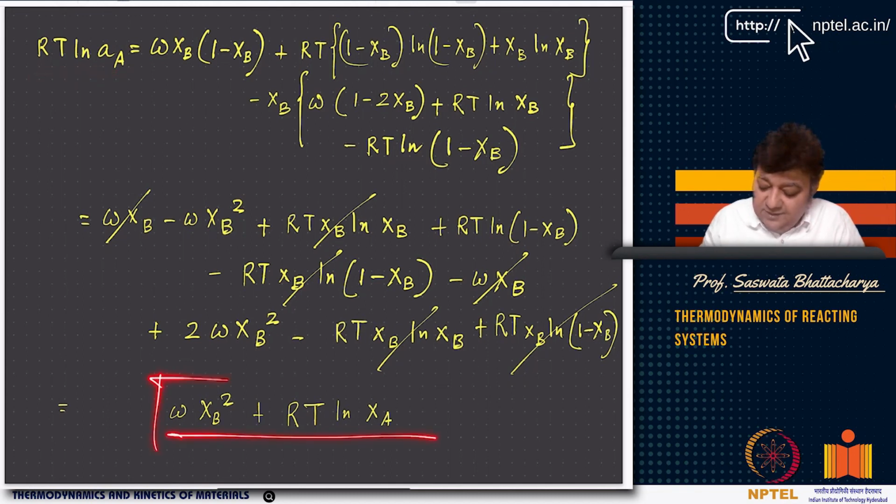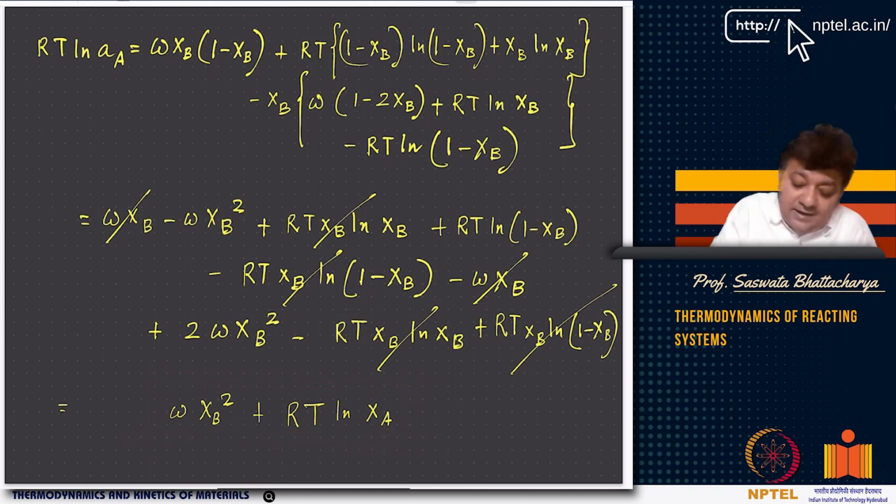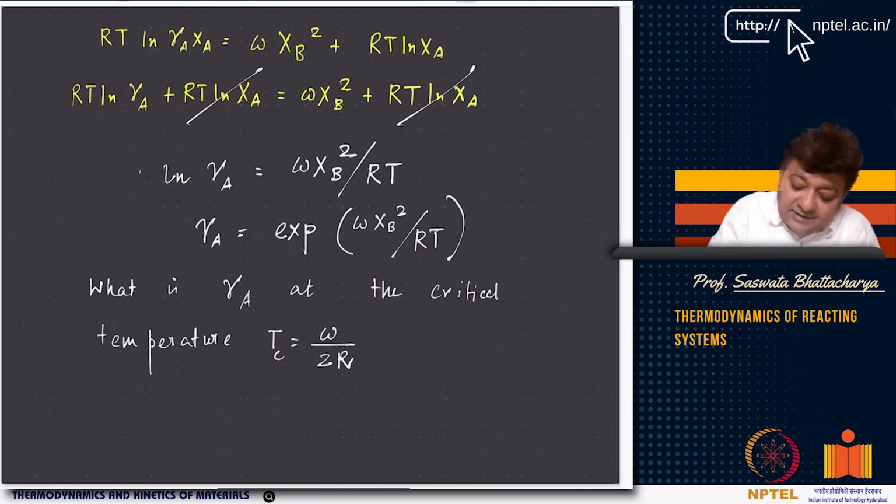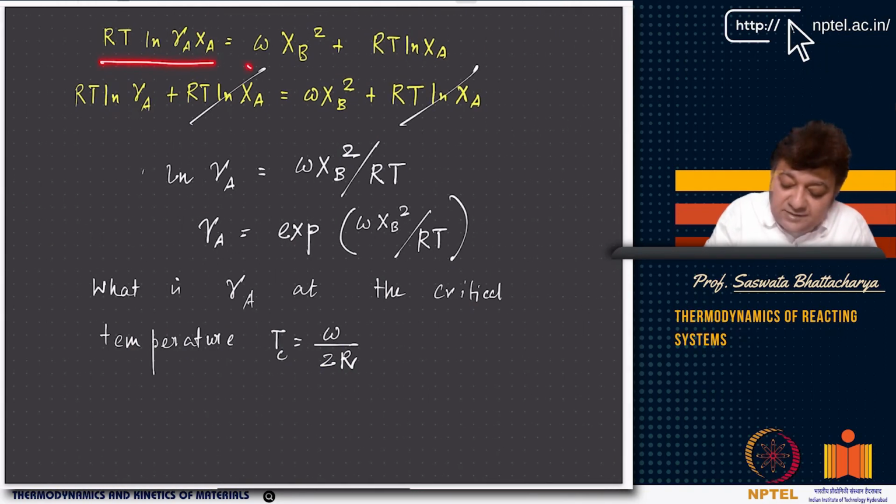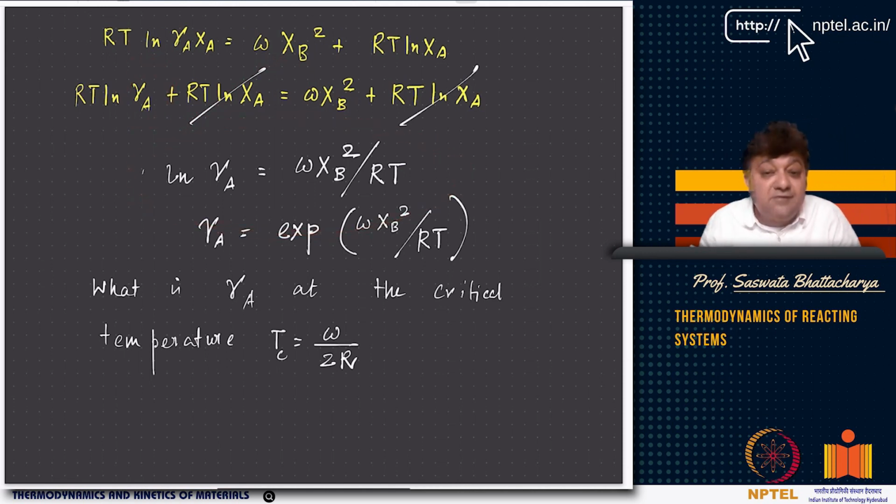This is the expression: omega X_B square plus RT ln X_A. Now RT ln a_A, I can write as RT ln gamma X_A, which is omega X_B square plus RT ln X_A, and this is RT ln gamma_A plus RT ln X_A equals this. So basically I get the activity coefficient gamma A. So this is the equation. Now you can explore what happens when you have this regular solution free energy with the positive heat of mixing.